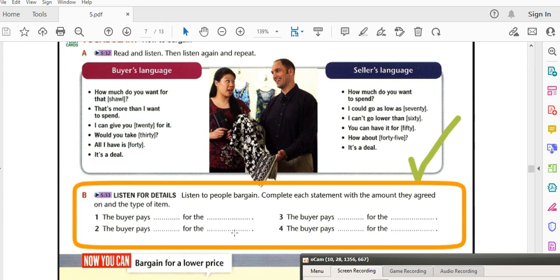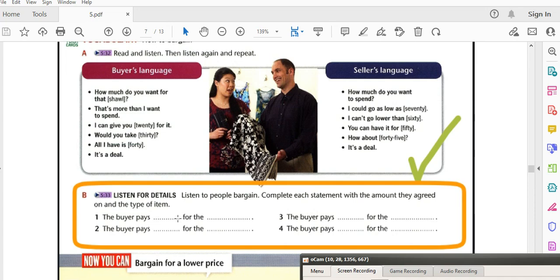Conversation 1. How much do you want for that vase? The green one? You can have it for 35. 35? That's more than I want to spend. Well, I can go as low as 30. But that's it. Okay, it's a deal.